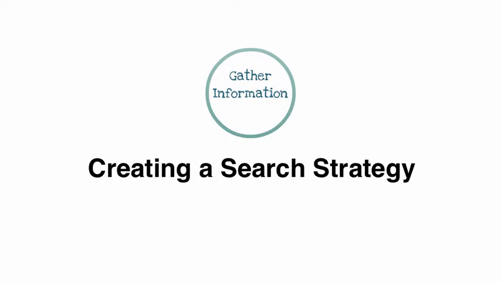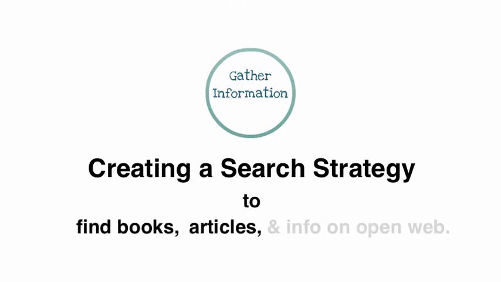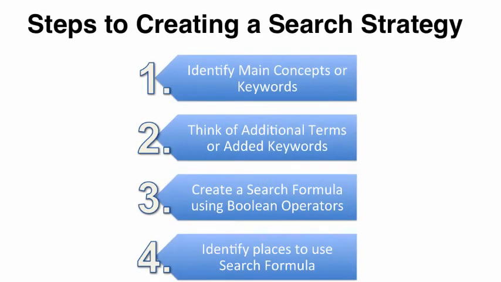This is basically going to be the main start to the big gathering information jump. From here, we move into finding books, finding articles, and then eventually searching the open web. Initially, let's create a search strategy by first identifying the main concepts or keywords in our research question.